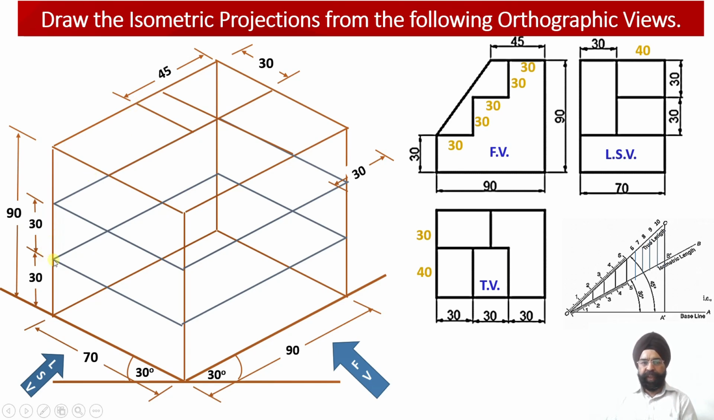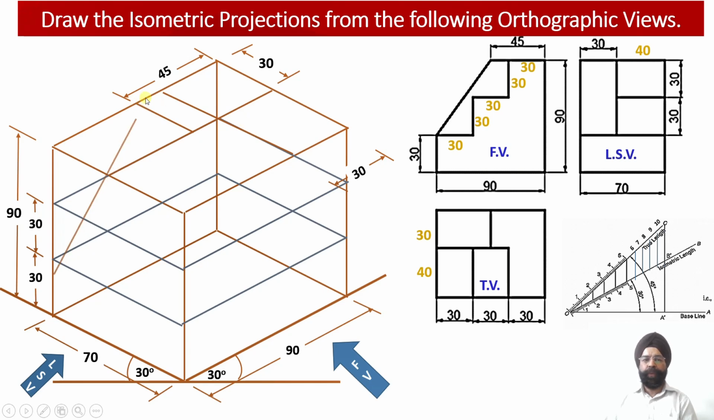Now from this point and this point, I need to draw the non-isometric lines which will be joining this point with this point over here, and then another parallel non-isometric line I will be drawing at a gap of 30 millimeter from this point, because of the uniform thickness of this web. This is equal to 30 millimeter.